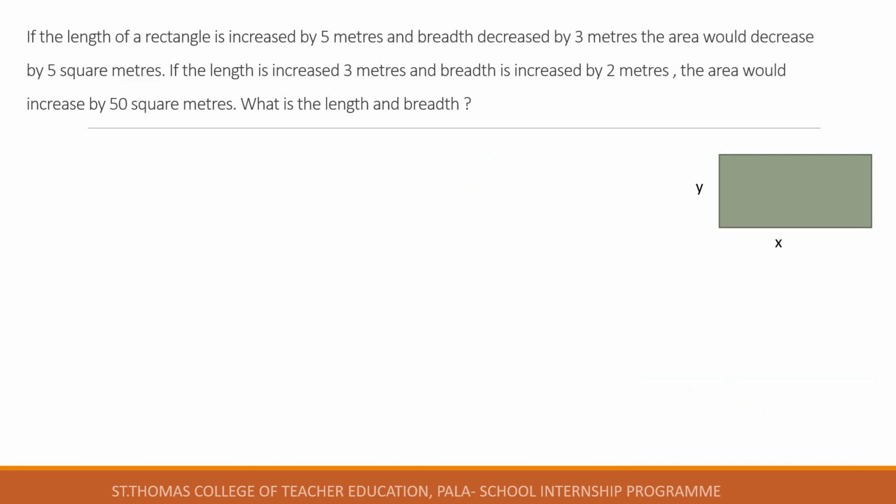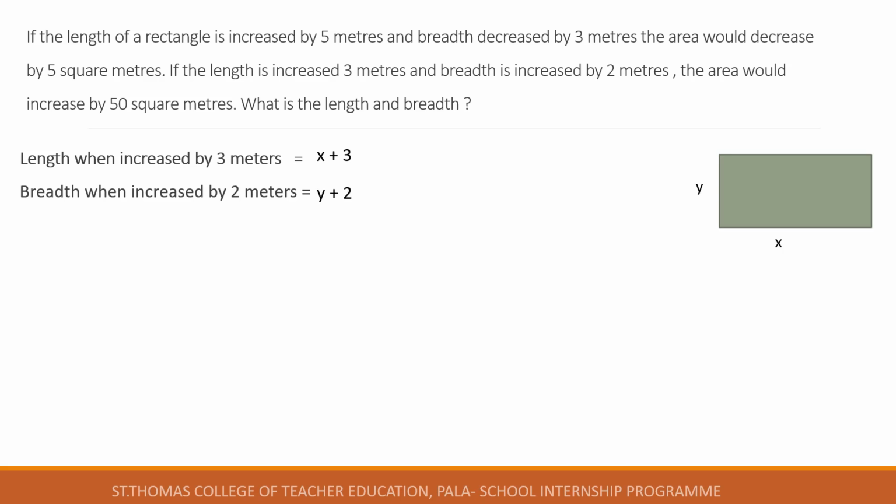In the second statement, what does it say? The length is increased by 3 meters and breadth is increased by 2 meters. So, length when increased by 3 meters is x plus 3. Breadth when increased by 2 meters is, tell me. Good, it's y plus 2. And so, what will be the area? It's length into breadth, and that is x plus 3 into y plus 2, isn't it?